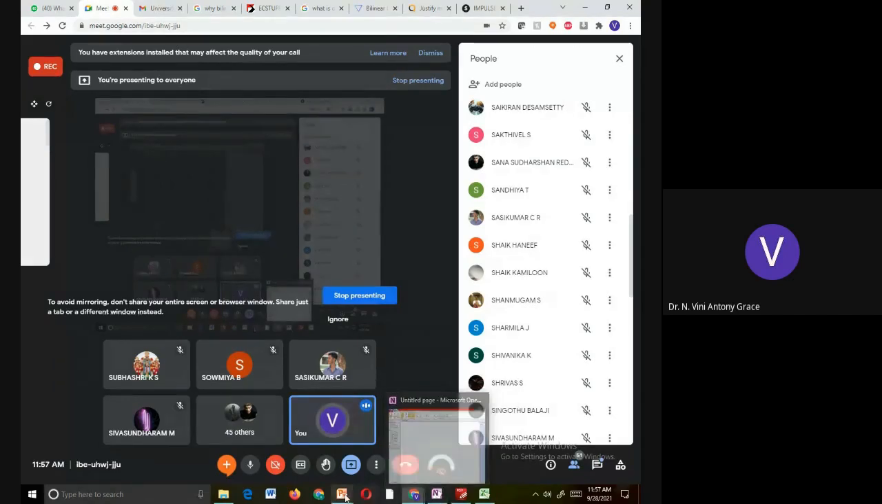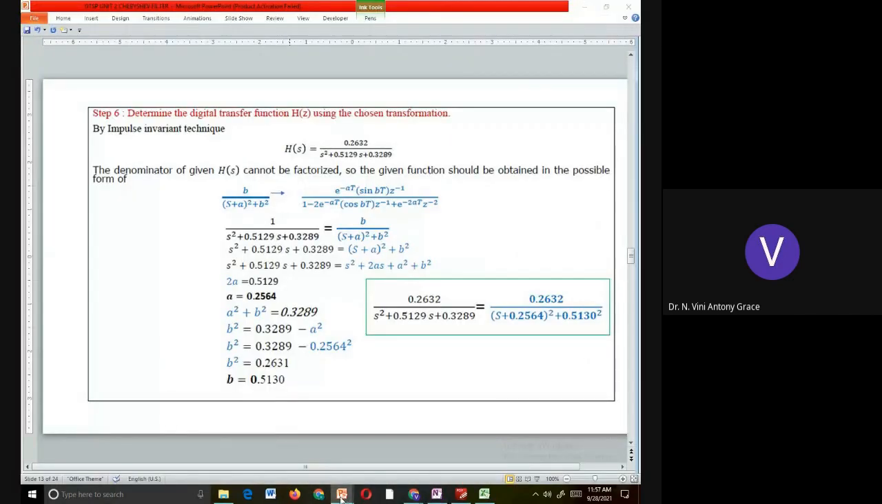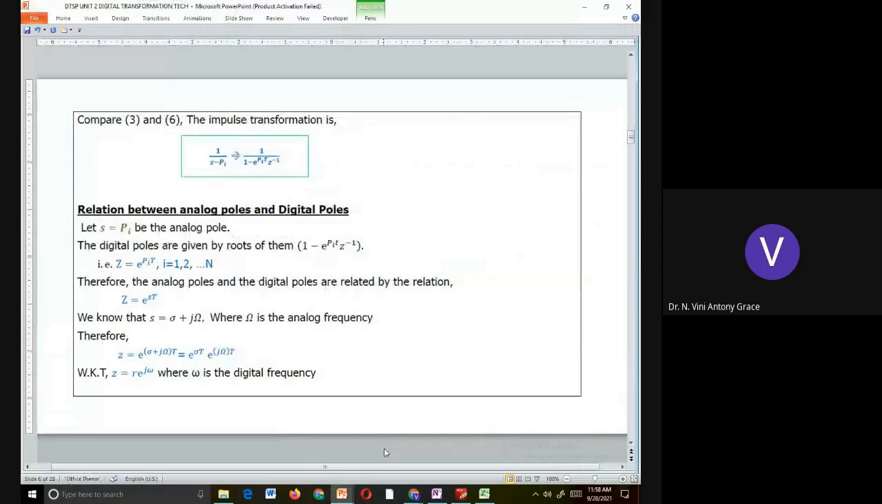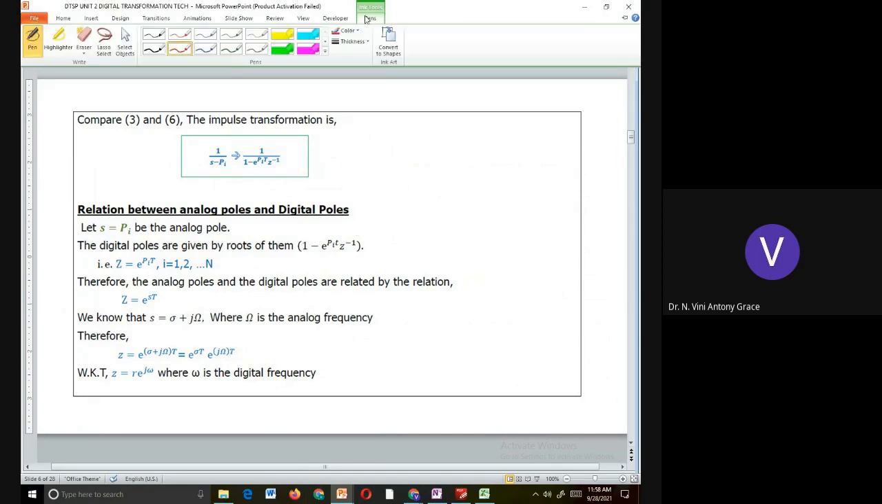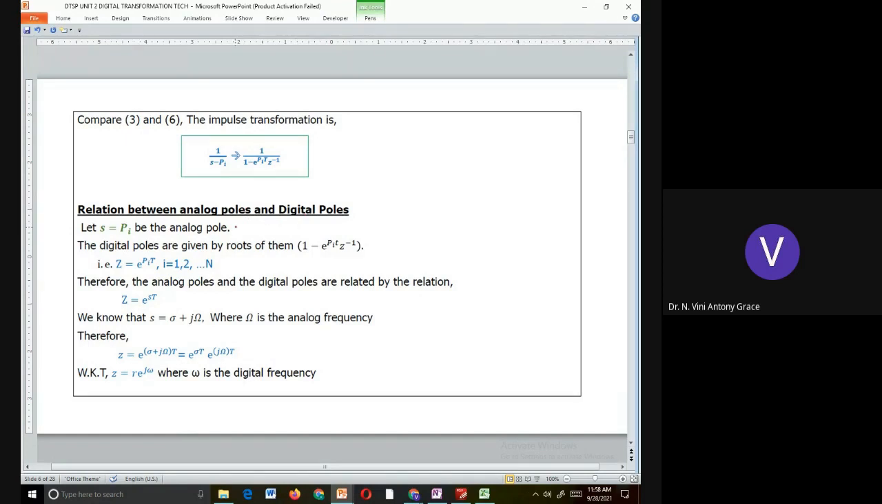Now let us see the relationship between analog and digital poles in case of impulse invariant transformation. We have obtained the relation, right? Analog omega is equal to digital omega by T. How is this relationship between analog and digital poles obtained? That is what we are going to see now. Relation between analog and digital poles.